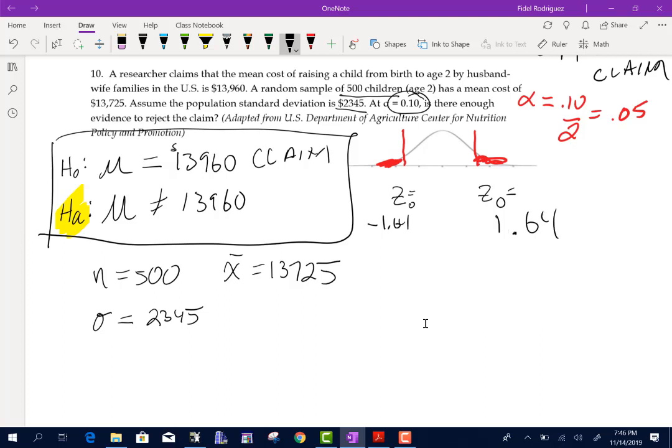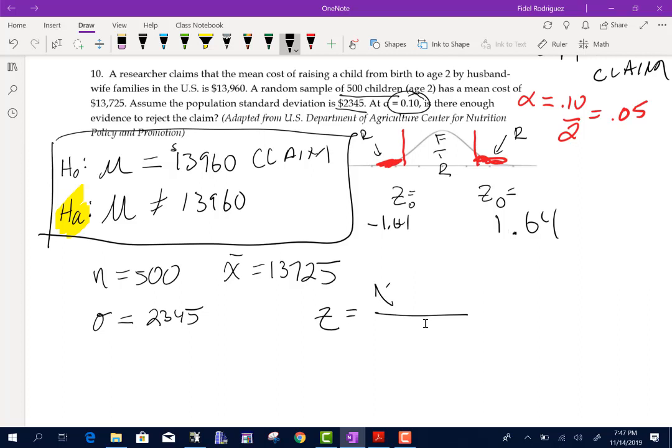So far, so good? Okay, guys, just a quick reminder. Remember, in the middle, this is my fail to reject. These here are going to be my rejection regions, right? Okay, now let's go ahead and find our Z value.